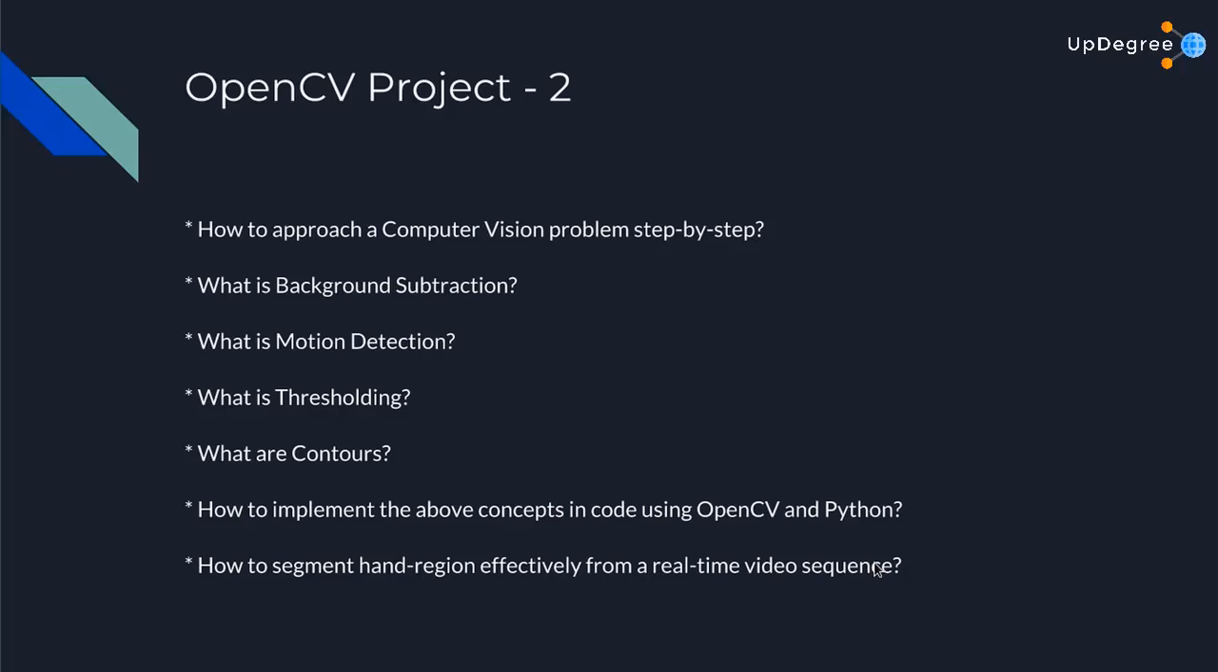Now, I hope you all understand that a video sequence is just a collection of frames, or a collection of images that run with respect to time. Before getting into further details, let us understand how we could possibly figure out the hand region. So the first part is background subtraction.